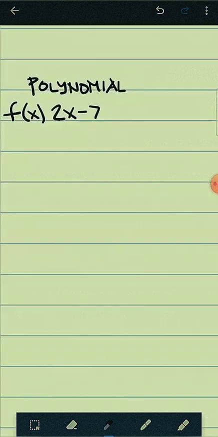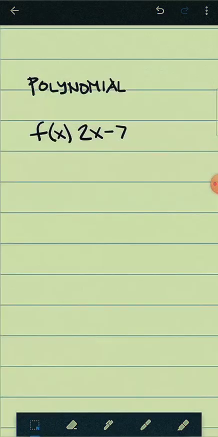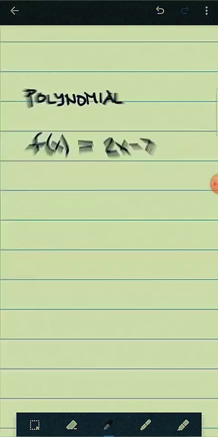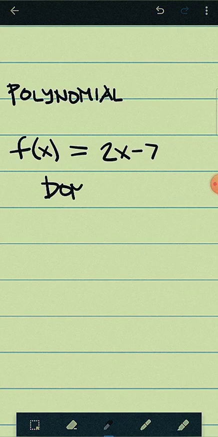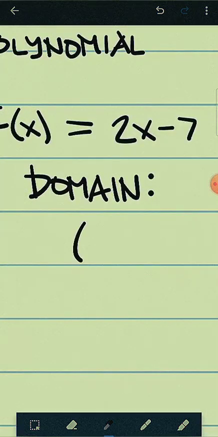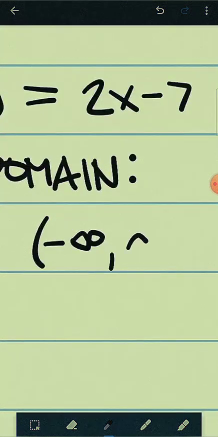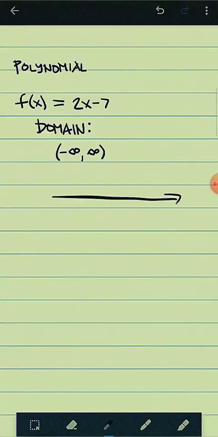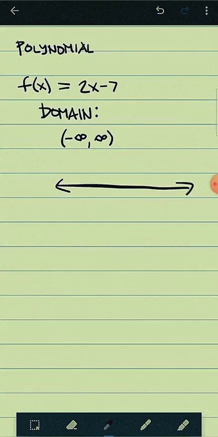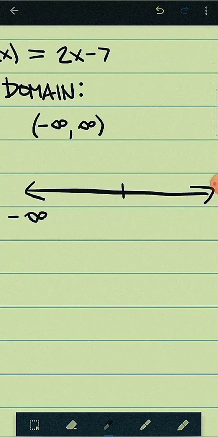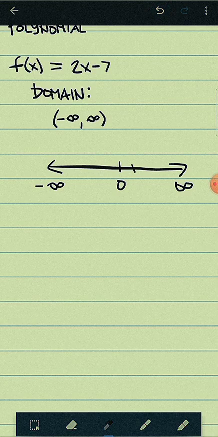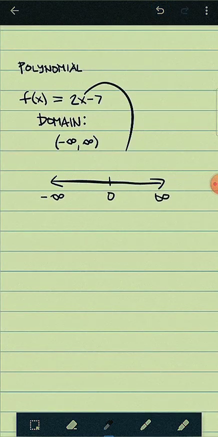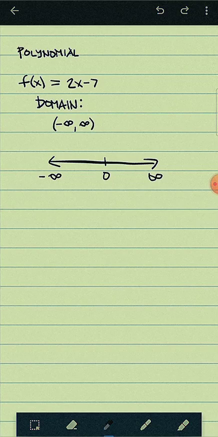Can you think of any number that, if you plug it into this function, will give us an undefined result? There's none, right? So the domain of this function is all real numbers, or in interval notation, negative infinity to positive infinity. Because if this is our number line, the x-axis, we start from negative infinity, then this 0 here, and then positive infinity. All the values here, the x's or the inputs, you can plug into this function. So that's the domain of a polynomial.